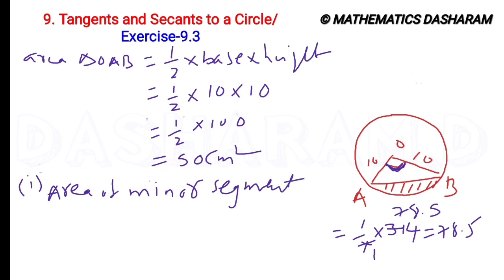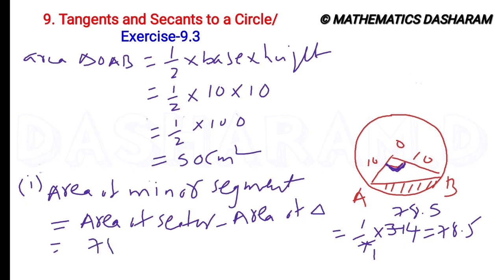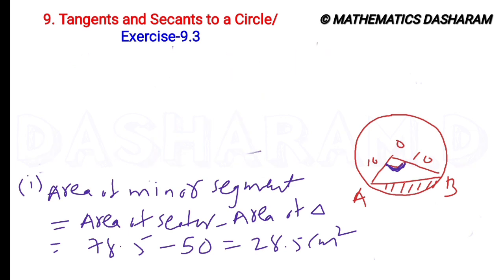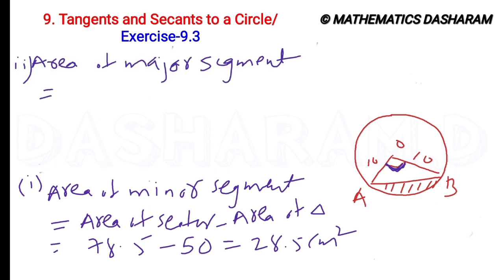From the figure, the area of a minor segment is area of sector minus area of triangle. So area of sector 78.5 minus area of triangle 50. So 78.5 minus 50 equals 28.5 centimeter square. Next, second question: what is that? Area of a major segment. From the figure, the area of the major segment means the remaining portion here is the area of the major segment.